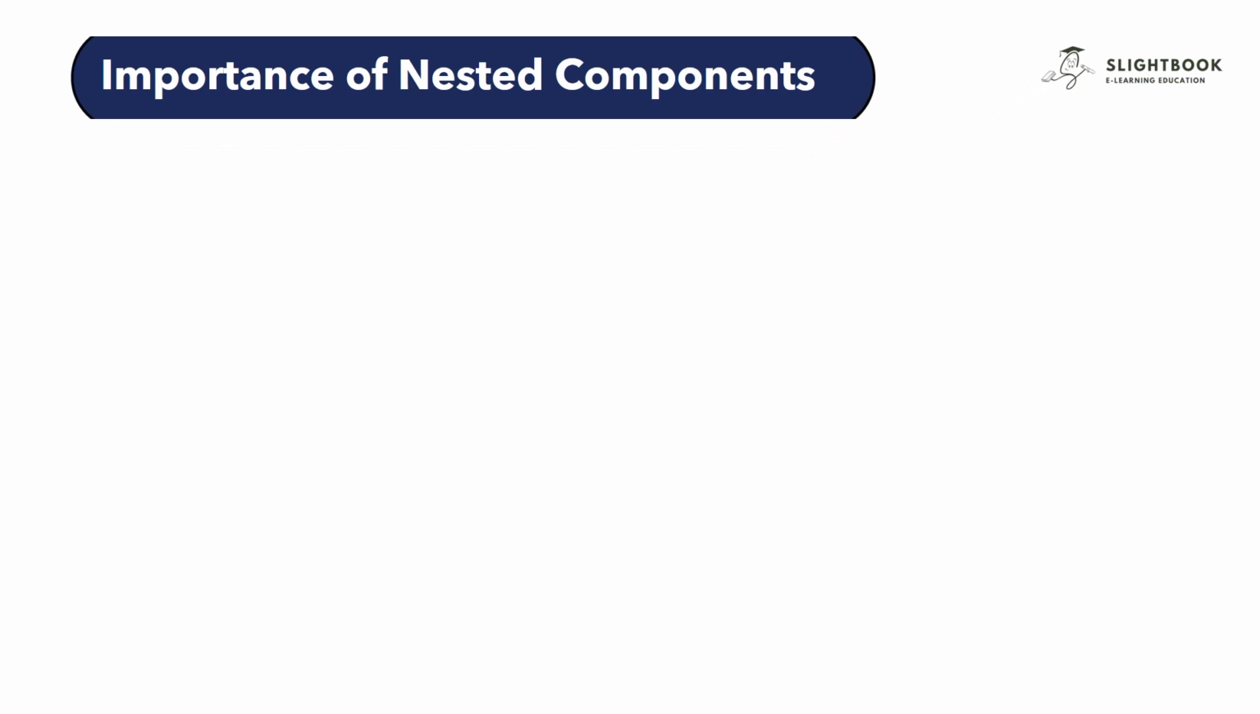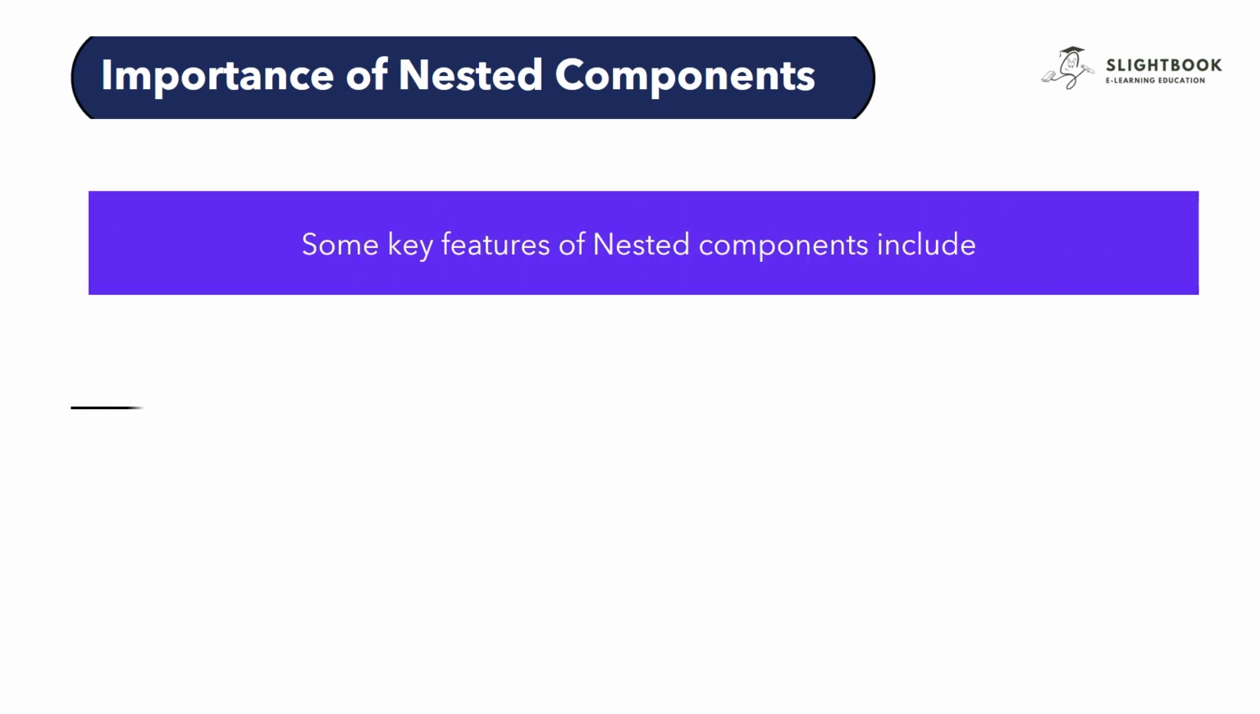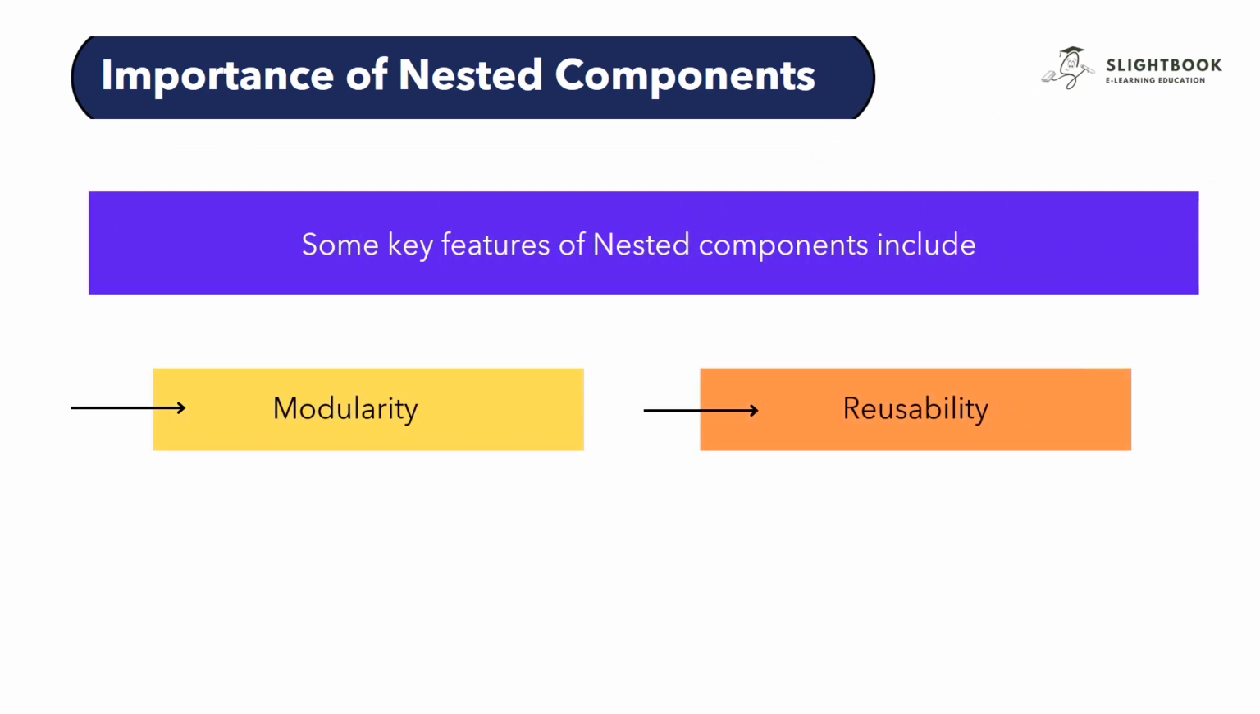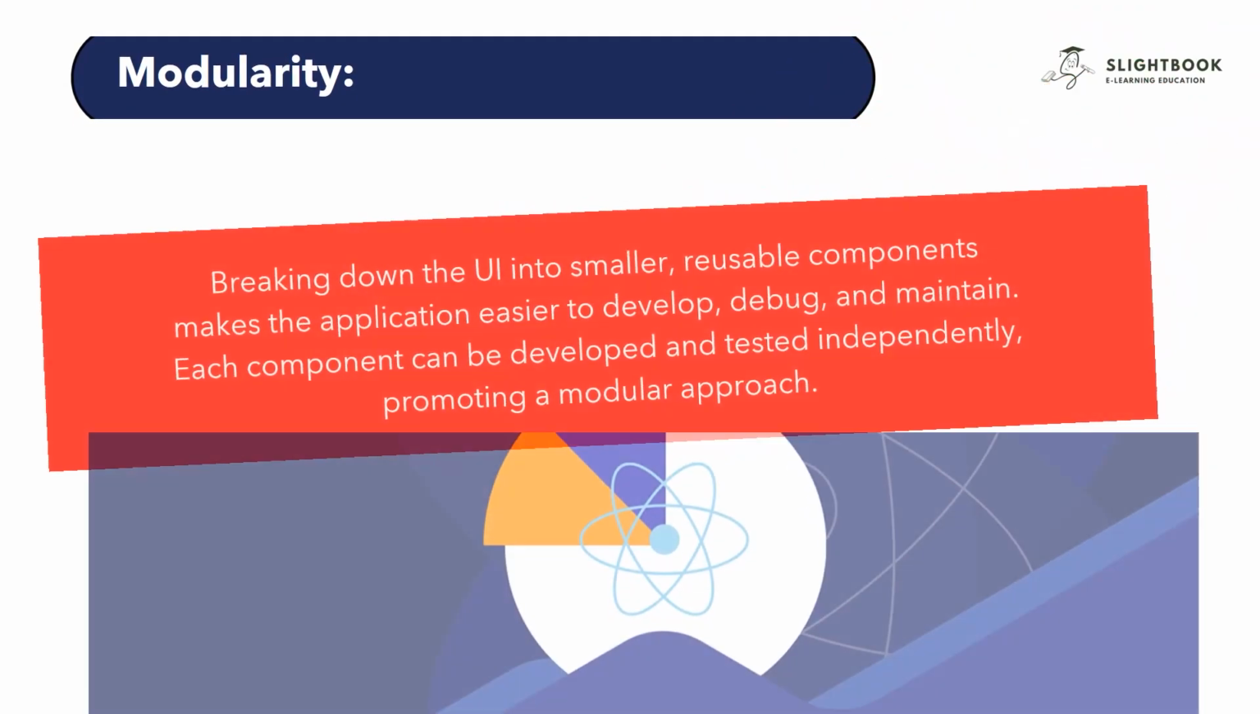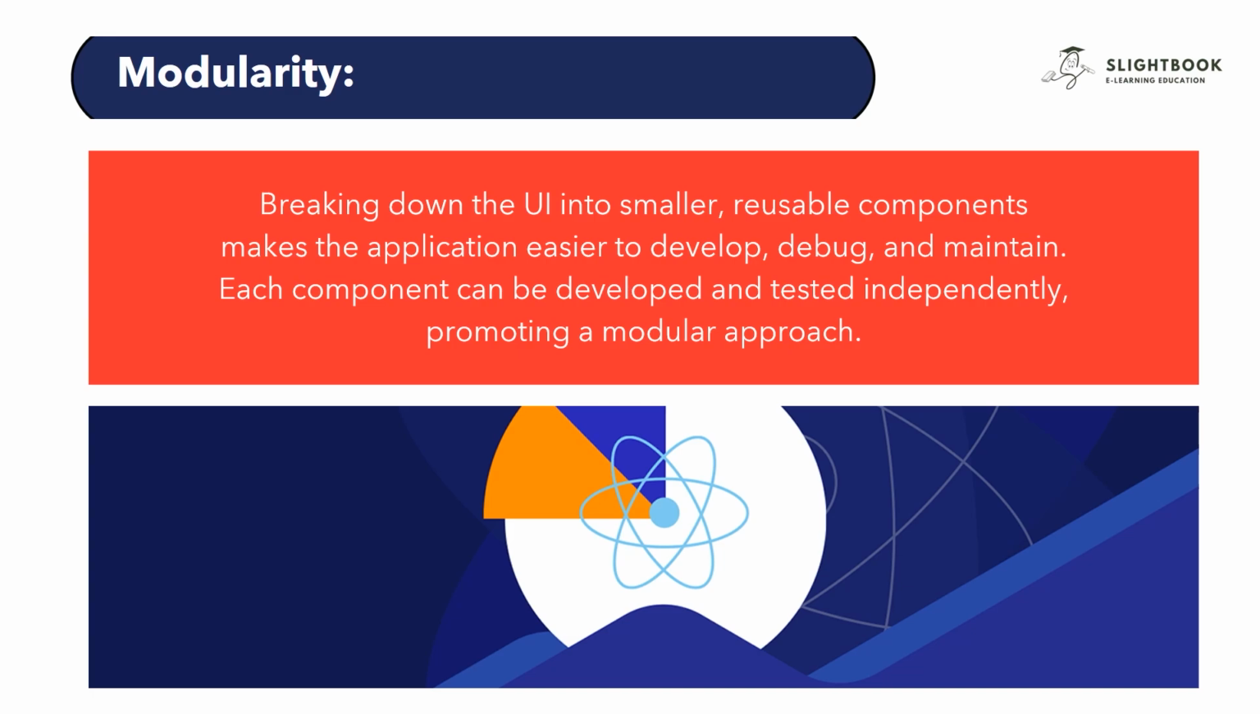Importance of nested components. Some key features of nested components include modularity. Breaking down the UI into smaller, reusable components makes the application easier to develop, debug, and maintain. Each component can be developed and tested independently, promoting a modular approach.